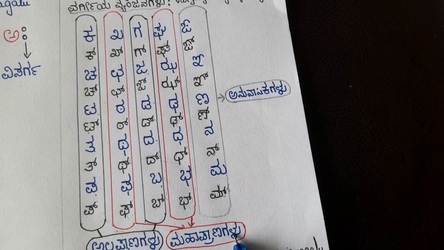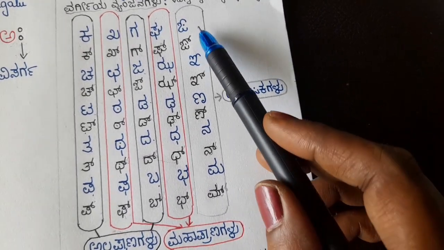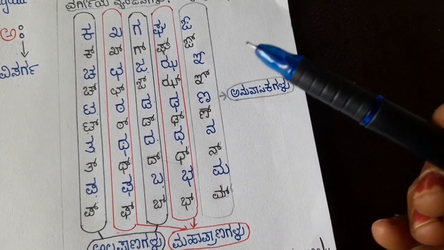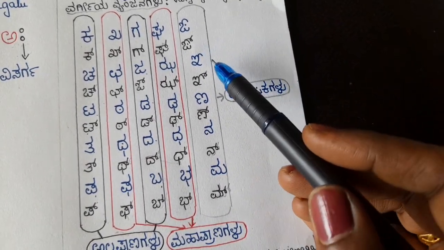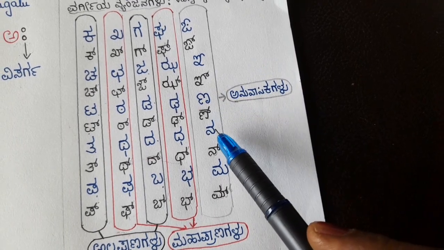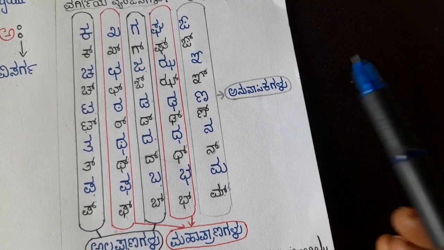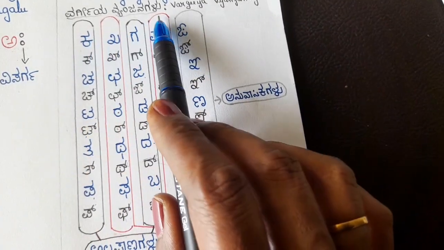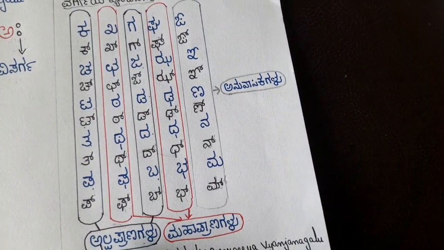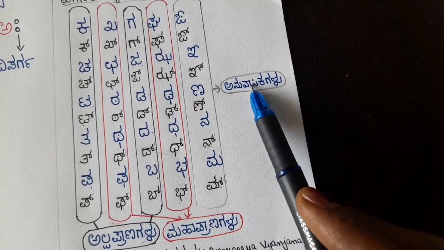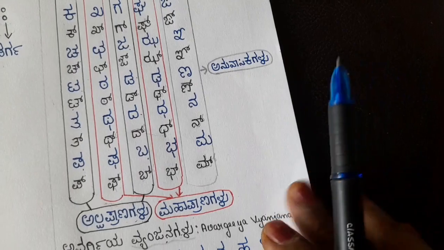These are Mahapranagalu. And the last column we have the letters which are pronounced with the help of the nose. Nya, nya, na, na, ma. These are called as Anunasikagalu. So Vargiya Vyanjanagalu are grouped into Alpa Pranagalu, Mahapranagalu and Anunasikagalu.